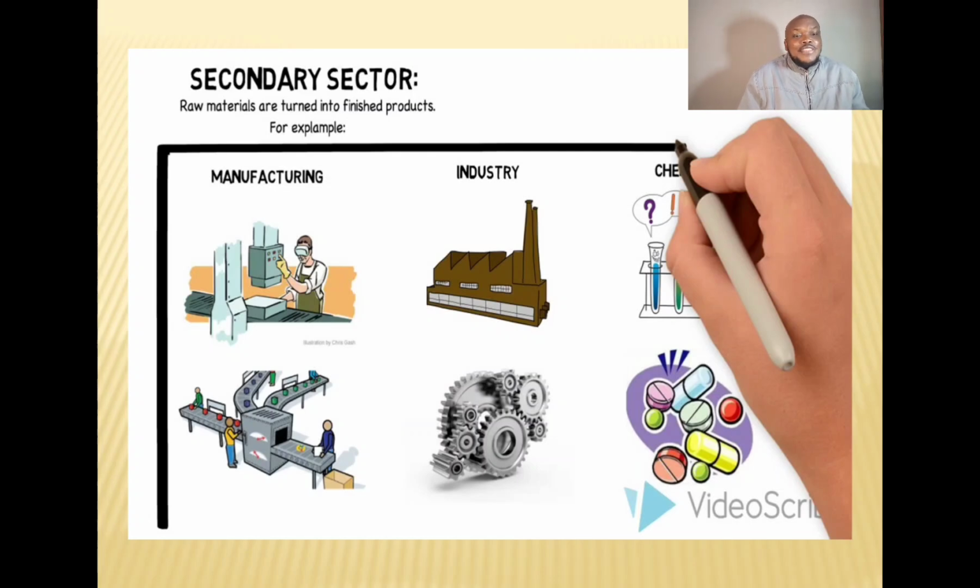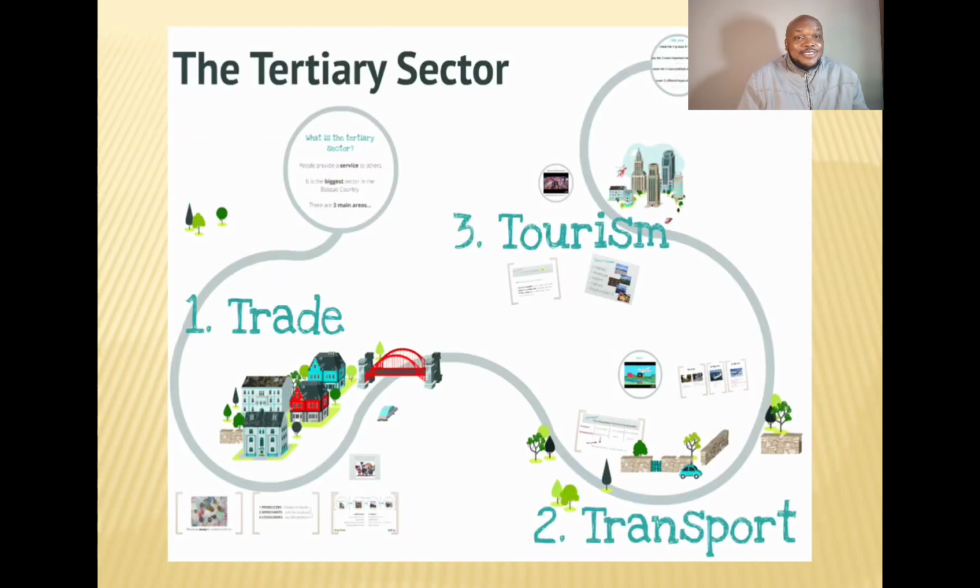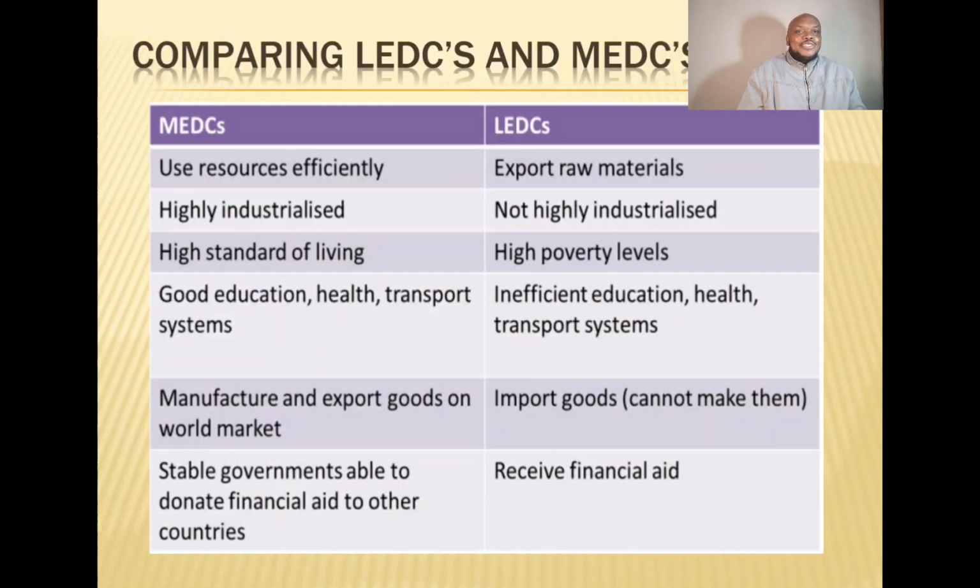Secondly, the secondary sector of the economy deals with the industries that process the raw material, like manufacturing, pharmaceutical companies as well, and construction also falls in this sector of the economy. And then the tertiary sector, as I've mentioned, deals with the offering of services. And you need to understand that your trade, your tourism, your transport also fall in the tertiary sector of the economy.